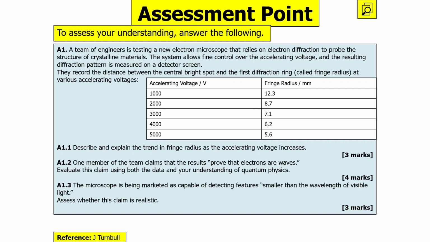Describe and explain the trend in fringe radius as the accelerating voltage increases. One member of the team claims that the results prove that electrons are waves. Evaluate this claim using both the data and your understanding of quantum physics. The microscope is being marketed as capable of detecting features smaller than the wavelength of visible light. Assess whether this claim is realistic. So pause the video now, then unpause the video when you want to go through your answer.